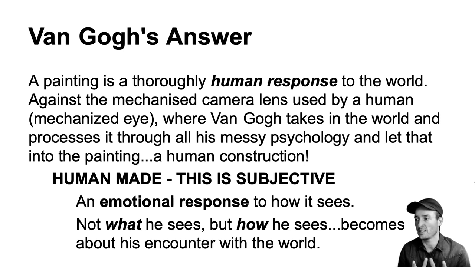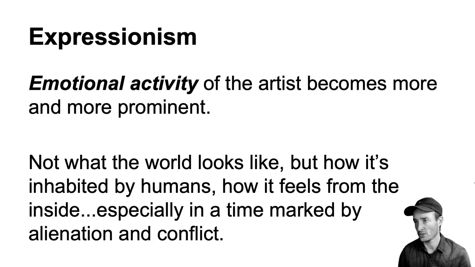He put it into the painting. It's a human construction. It's human made. It's subjective, an emotional response to how he sees, right? Or how it sees, not what he sees, but how he sees becomes about his encounter with the world. So this expressionism, an emotional activity of the artist, becomes more and more prominent, right?